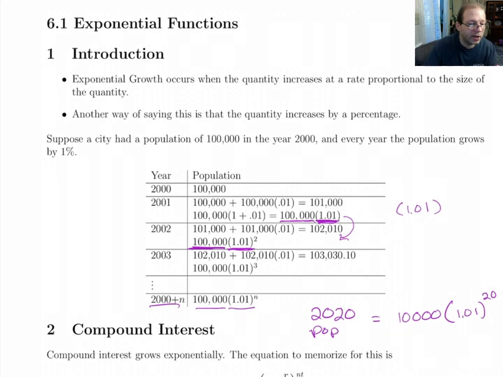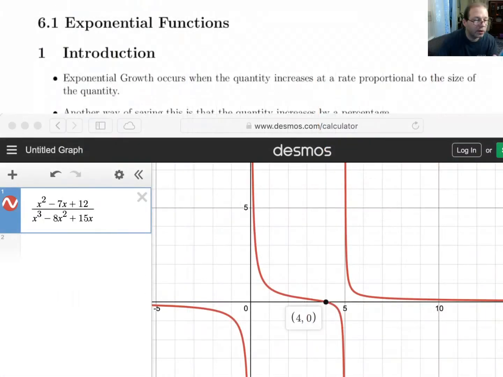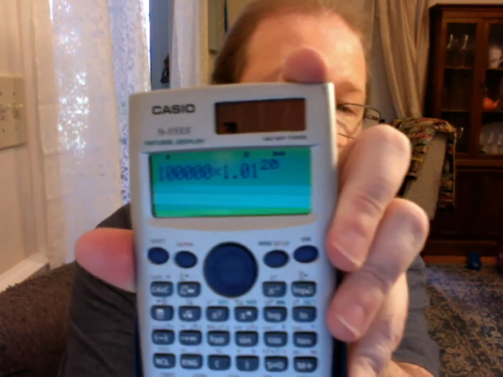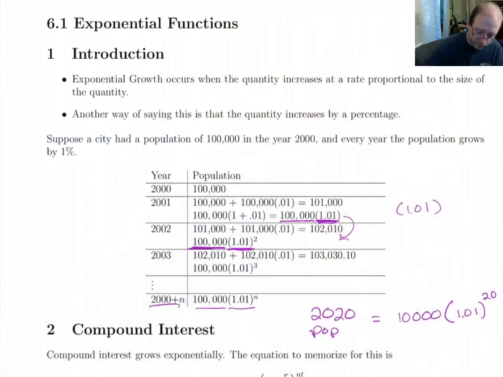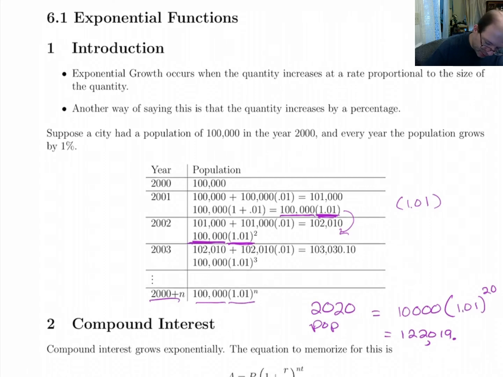I've got it written in my calculator looking like this. When I hit enter, it gives me this for my population, which looks like that would round off to 122,019 people. All right. So this is an application with population. Let's look at compound interest.